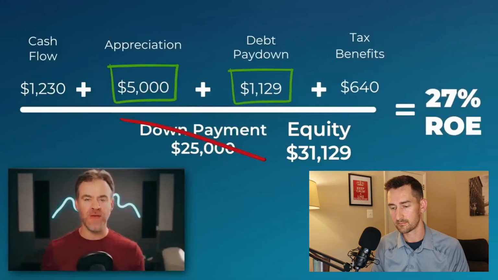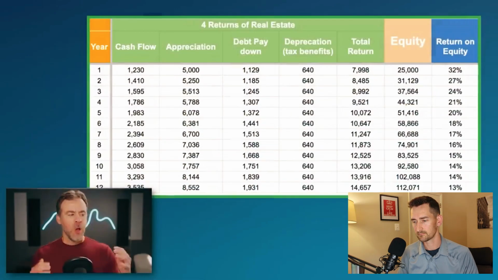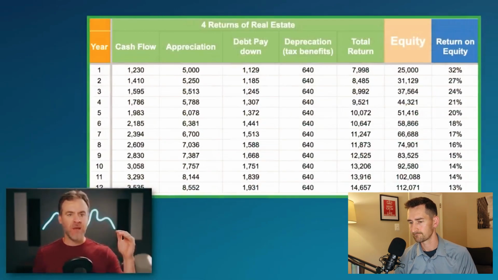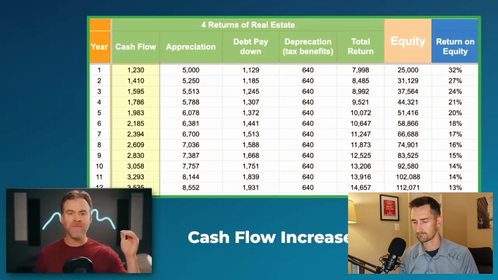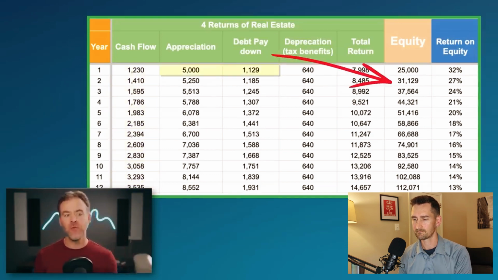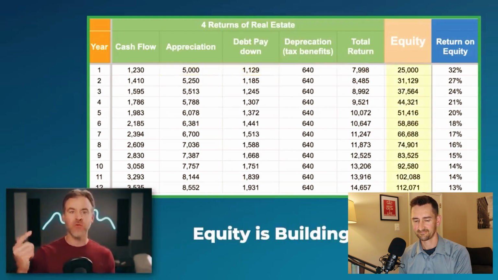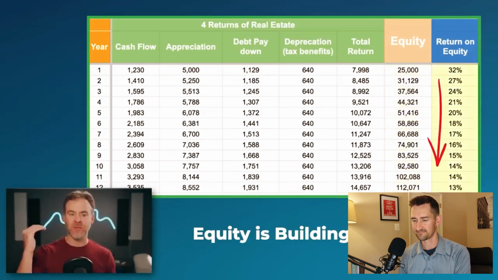And so you're going to see it in graph form. Now, don't get overwhelmed by this table I'm about to show you on the screen, but it shows you this property and what happens in year 1, year 2, year 3. Look at that first column in cash flow. The cash flow is going up every single year. But now you can see that appreciation and debt pay down from year 1 gets added to the equity in year 2. And then if you look at the far right here, what keeps happening? Your equity increases. And your return on equity actually starts going down every single year. It goes from 32% to 27% to 24%.